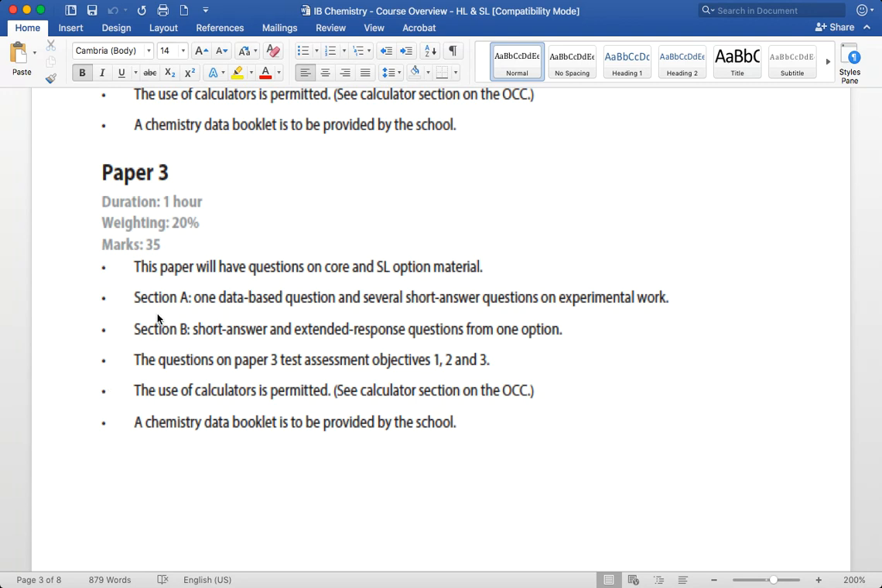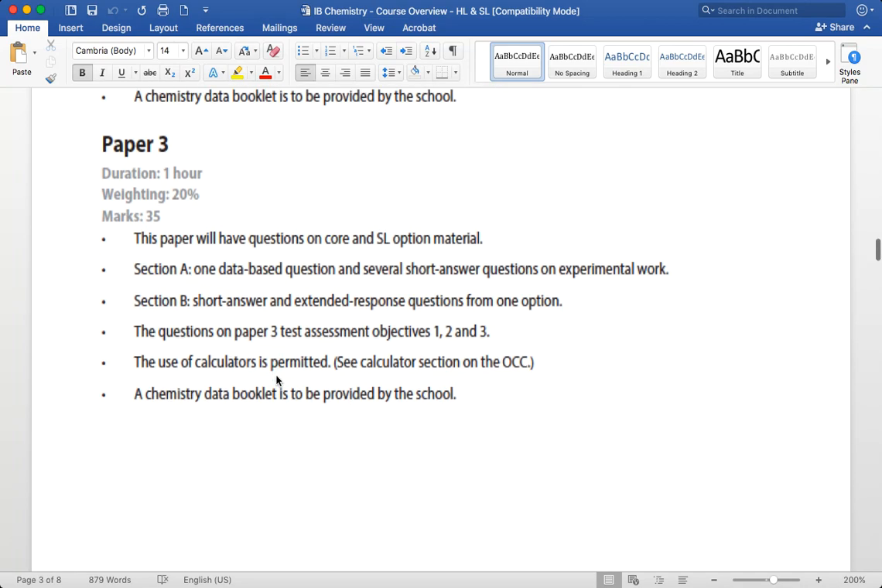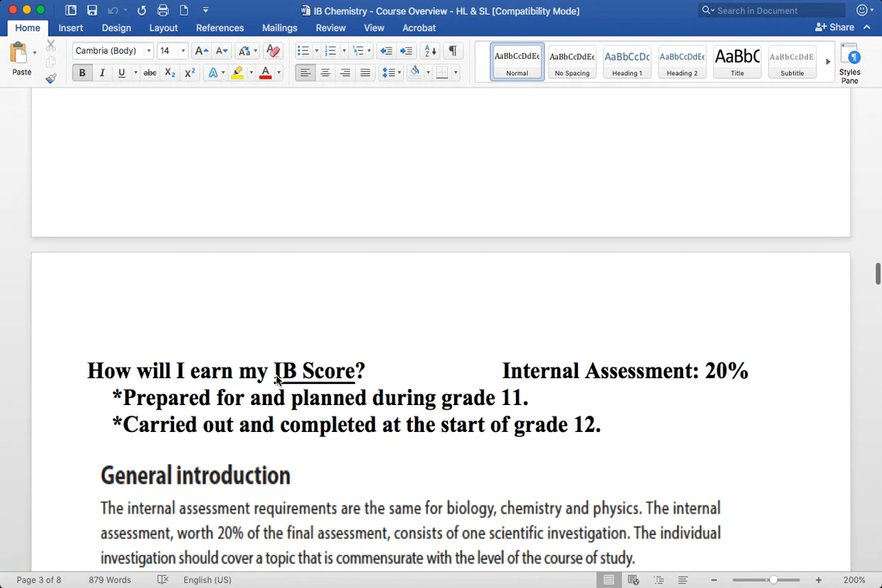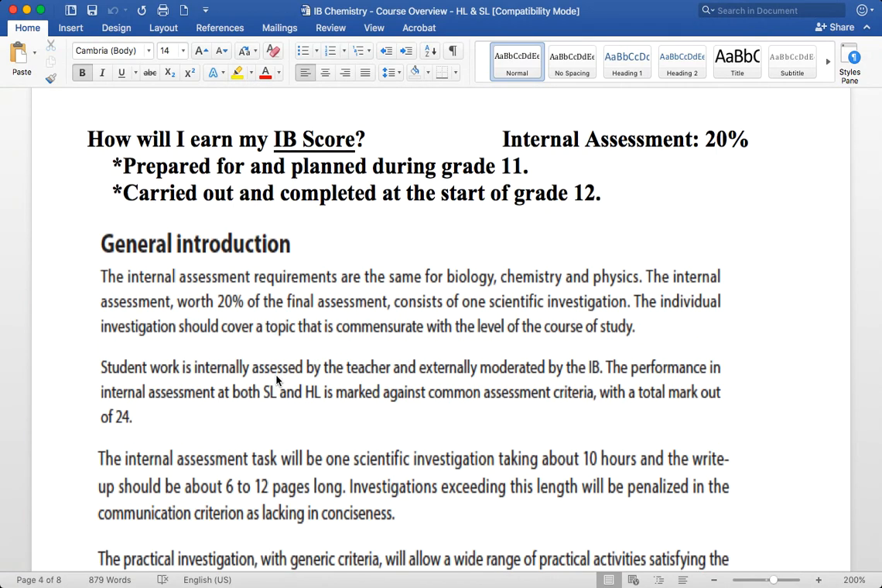And actually the section A here is identical to the section A of the higher level test. So that part with the data-based question and the experimental questions are the same on both tests. But part B here on biochemistry or energy would be a bit shorter and only on the SL material for that option. So that's 80% of your grade, ending grade, your IB score.